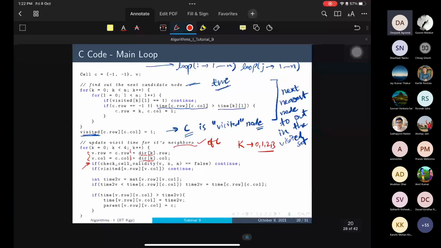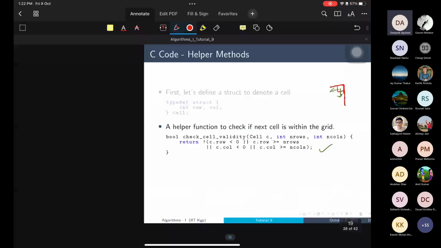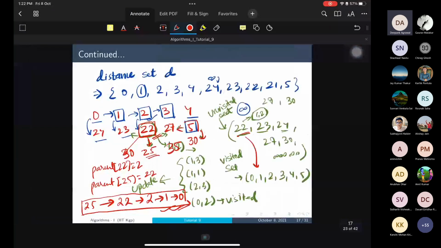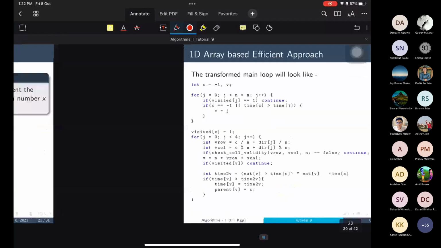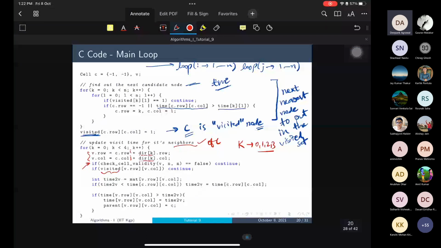We also need to check if this particular cell is already visited. Like over here, when we are at 3, we don't want to update the distance for 2, because 2 is already in the visited set. Then we continue, and then this is a simple update condition that we just saw.